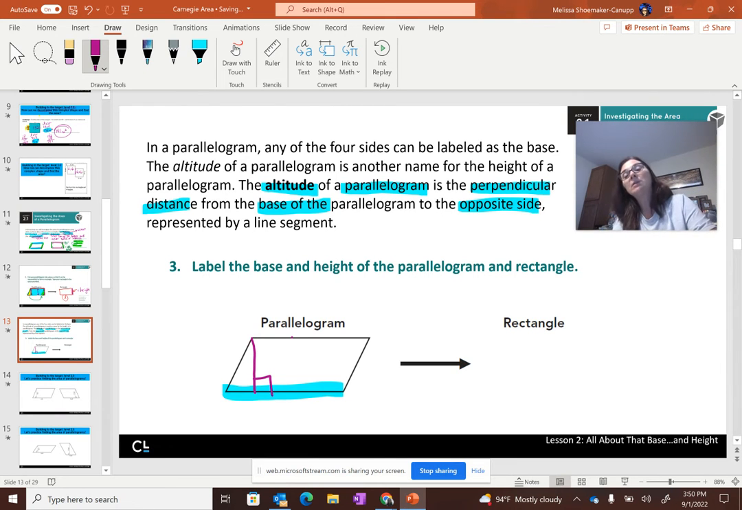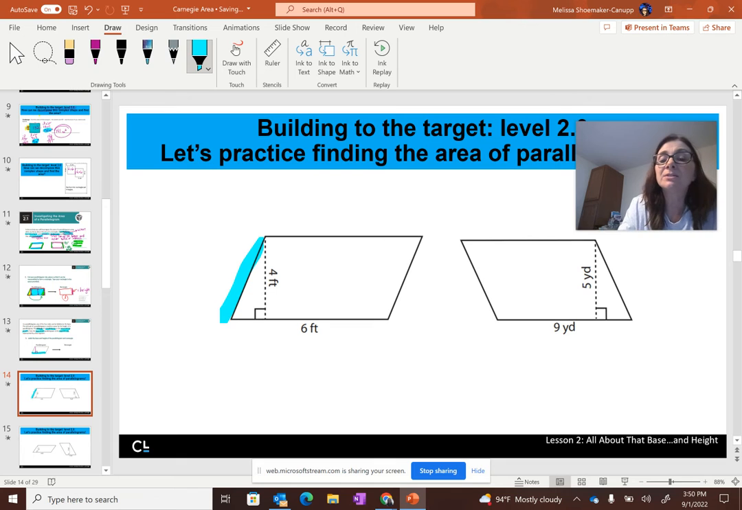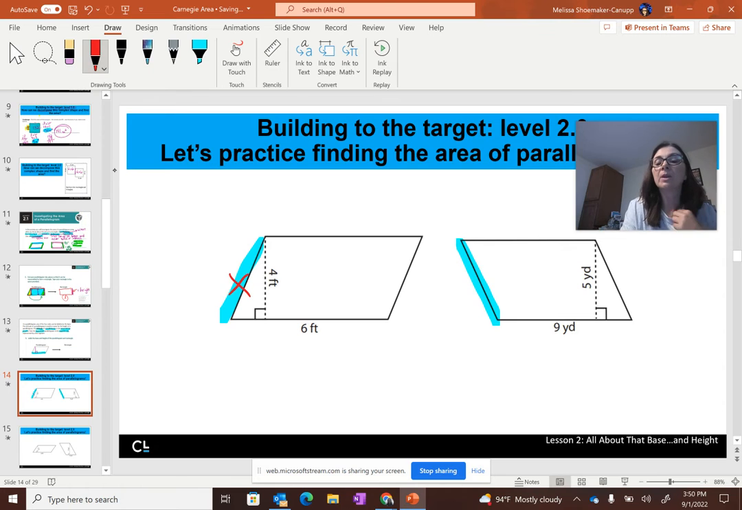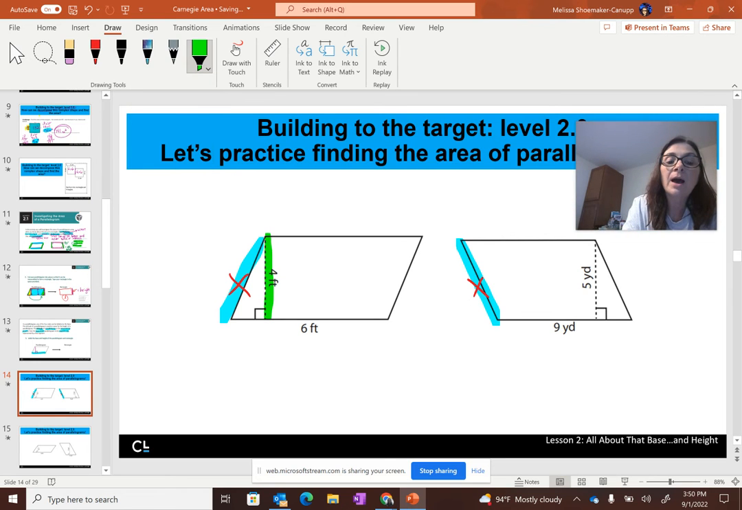So when you're looking at examples of parallelograms to find the area of, if they give you this measurement or this measurement, you're going to ignore it. They're trying to trick you. You would need that if you were finding the perimeter, or the distance around. But for area, we do not care. What we're interested in is the altitude, or the height.